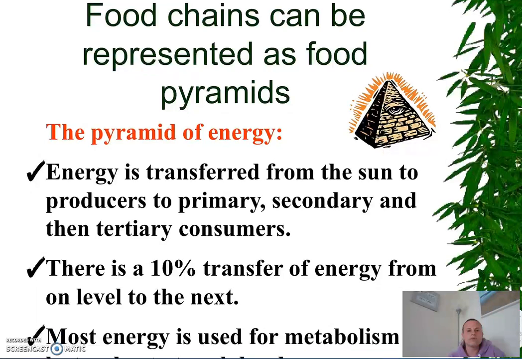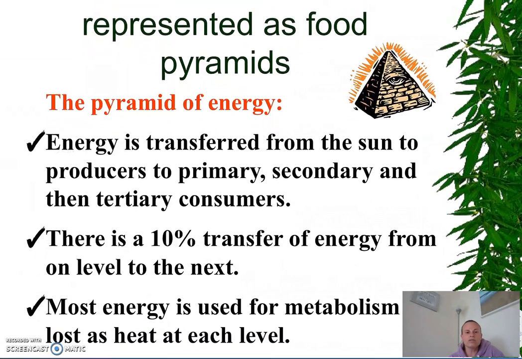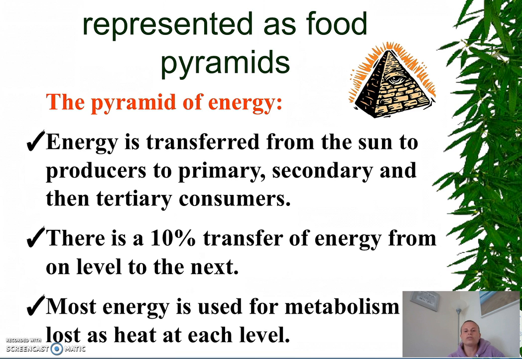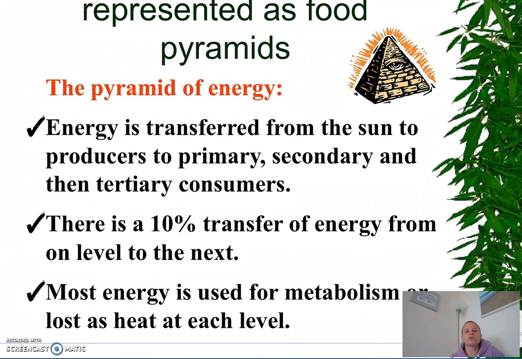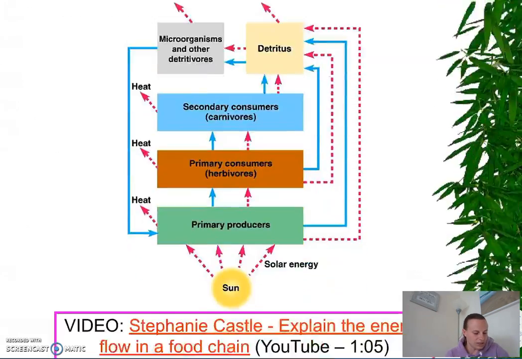Food chains can also be represented as food pyramids, where we call it the pyramid of energy. And it's in a pyramid shape because the largest part is at the bottom, representing the most energy, whereas the smallest part is at the top, which represents the least amount of energy. So energy is transferred ultimately from the sun to the producers onto the primary, secondary, and tertiary consumers. But only 10% of that energy is transferred to the next level because most of the energy is used for that organism's metabolism, or it's lost as heat at each level.